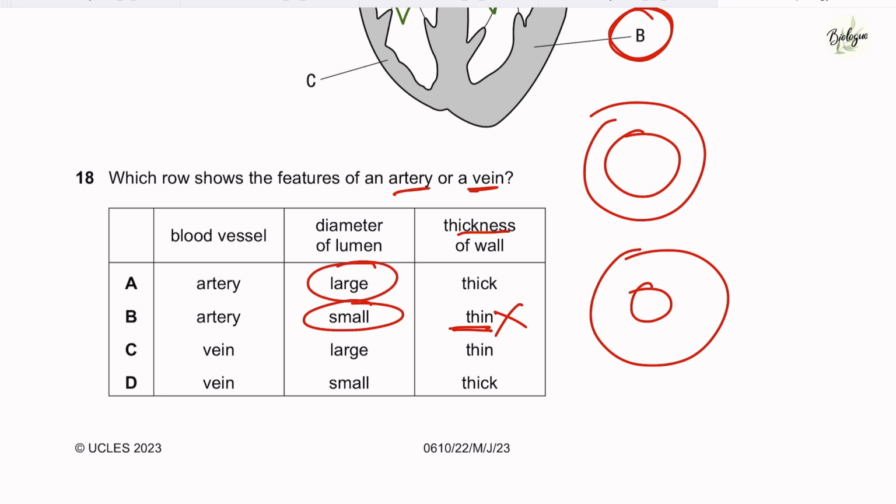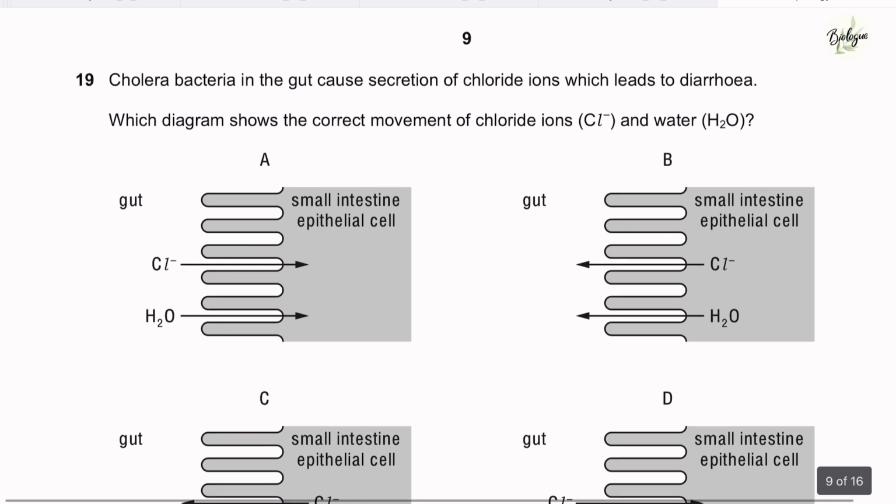Arteries do not have a large lumen. They have a small lumen. So that's not right. Veins have a large lumen. Yes, that's right. And they are thin. So C looks like the right answer. Veins are not thick. Thickness is mainly for arteries.